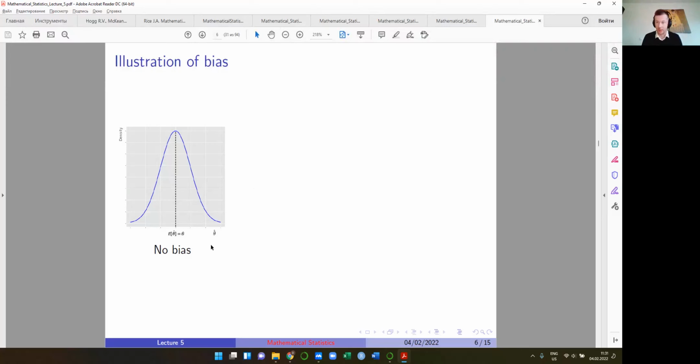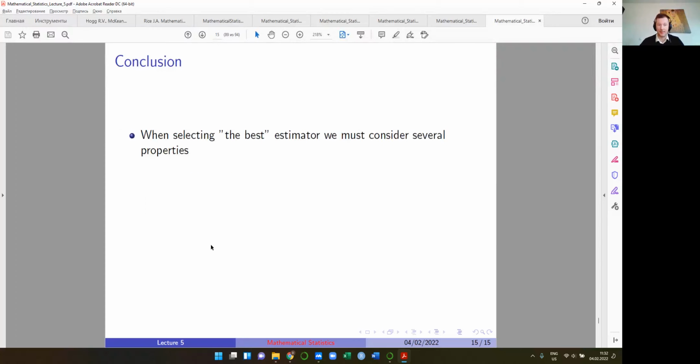The next question is: is there any limit on this variance? The answer is yes. We will introduce this limit later. But it's not possible to obtain an estimator which has zero variance. There is always some lower bound for this variance. Why? Because an estimator is a random variable, and every random variable must have a variance.